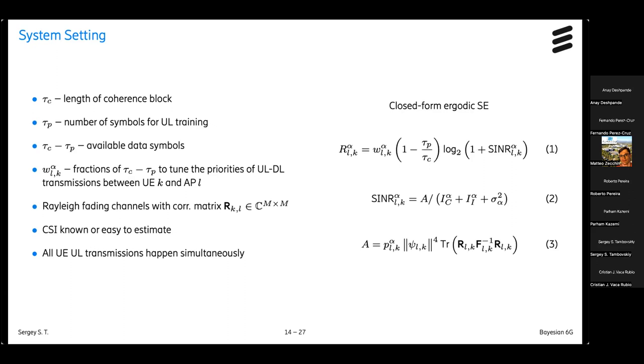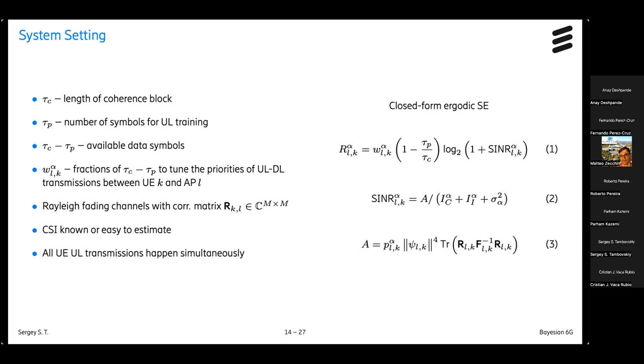Continuing with that, we decided to use a simple but scalable version of a closed-form ergodic spectral efficiency, which of course consists of SINR, where A is our antenna gain, and it contains terms dedicated to coherent and incoherent interference in addition to noise. But what we're interested in are the terms W and tau that effectively are our optimization variables. Tau controls the length of the coherence block and W the fraction of available symbols, which allows us to effectively tune priorities of uplink and downlink transmissions between each pair of access point and user.